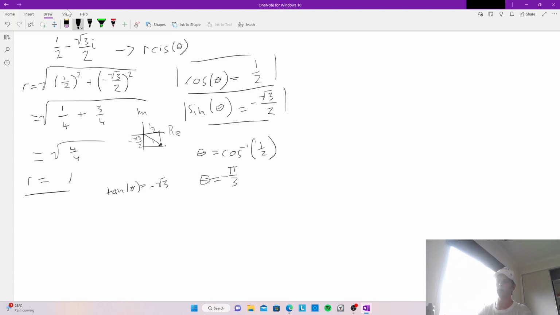So from this, we know that it's going to be in the second or the fourth quadrant, but we know it's in the fourth quadrant. Therefore, our theta will be equal to negative pi on 3, in the negative direction. It'll just be in this fourth quadrant here. So after knowing that, we can kind of prove ourselves there.